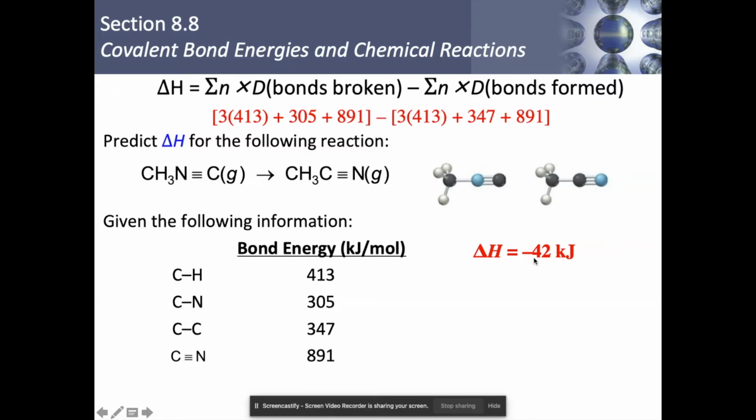Now, when I do my subtraction for the bonds broken versus the bonds formed, I get a change in enthalpy of negative 42 kilojoules. Now, what does that tell me? That tells me that this is an exothermic process, because remember, the negative sign lets me know that. This is an exothermic process that I'm looking at. I'm releasing heat by doing this rearrangement.